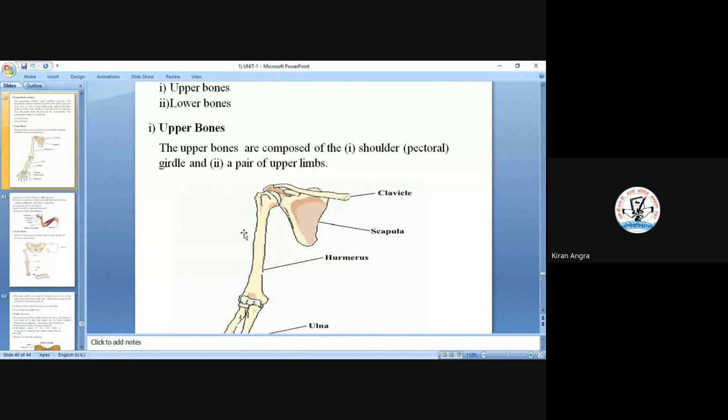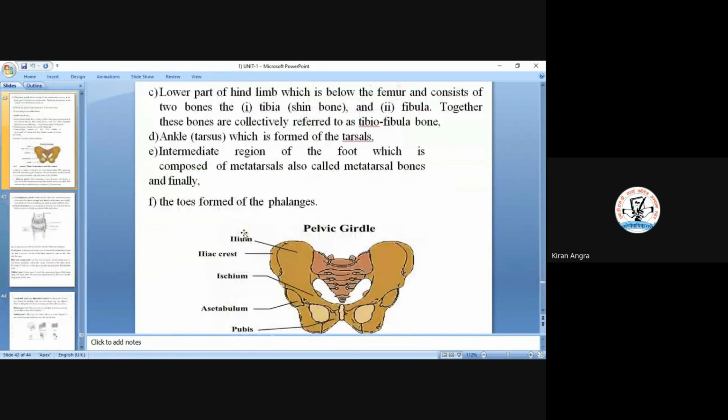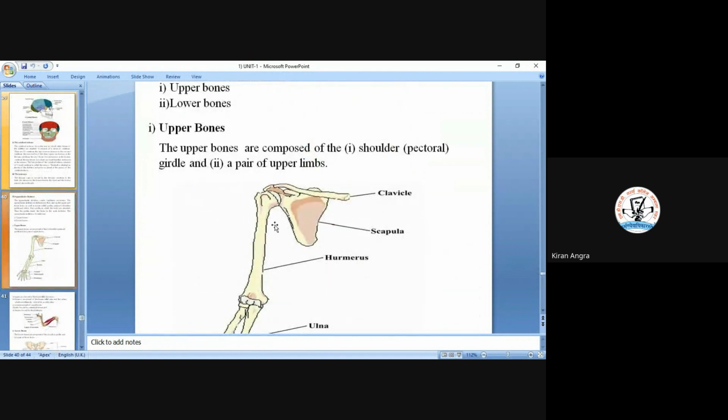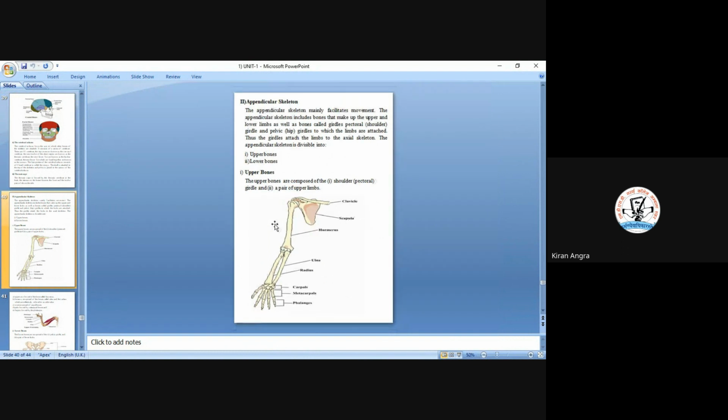Upper limb. You just see this is the upper limb. Upper arm formed of the bone. This is the upper arm, the part above the elbow. This is called humerus. And the forearm. This is the forearm. It has two bones, ulna and radius, which are collectively known as radioulna.